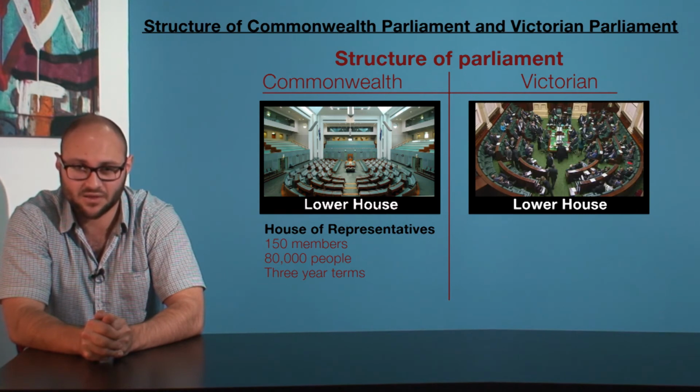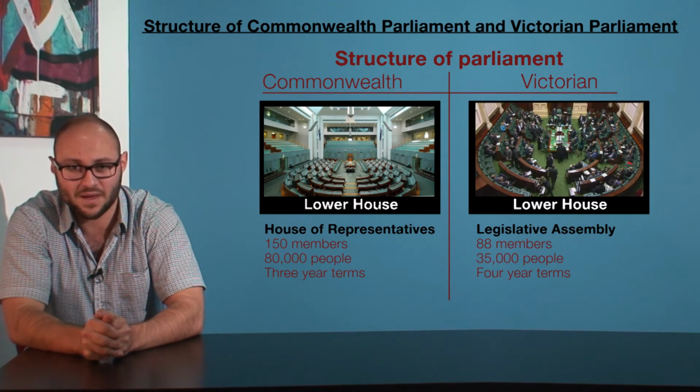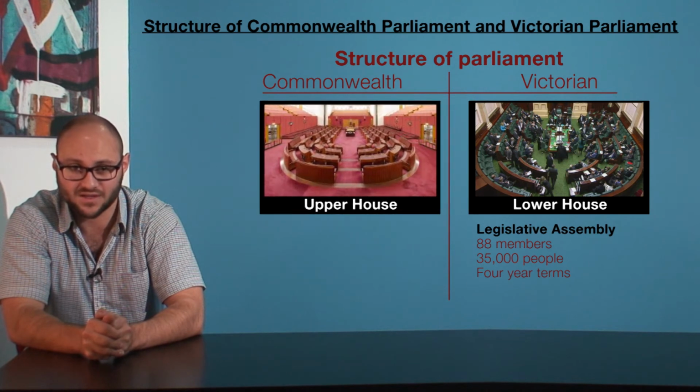In Victorian Parliament, the lower house is the Legislative Assembly. There are 88 members, with each member representing around 35,000 people. They are elected for 4-year terms.